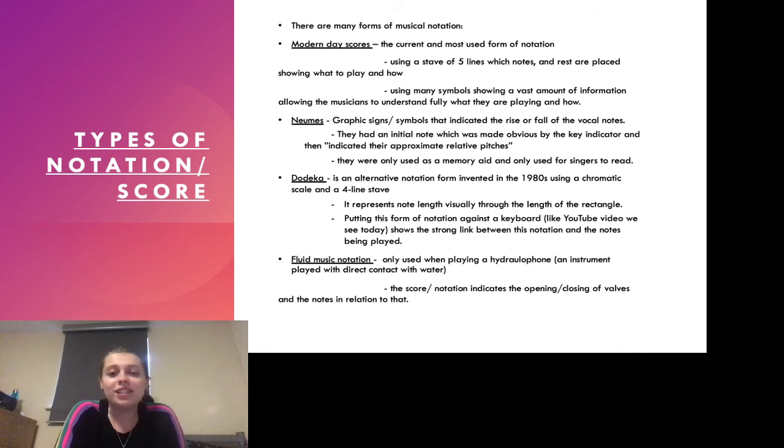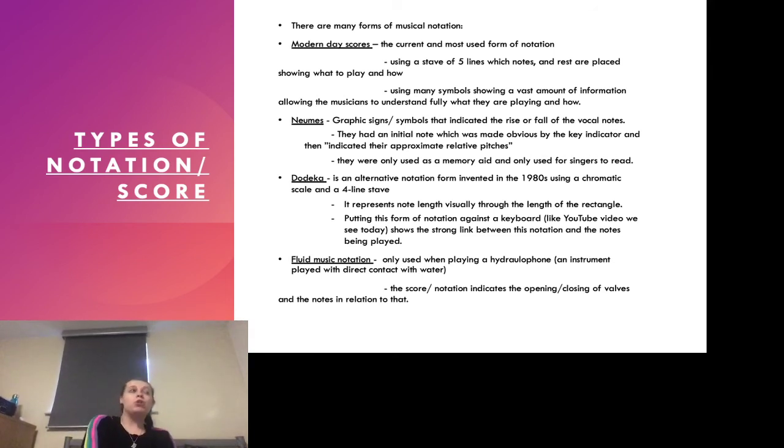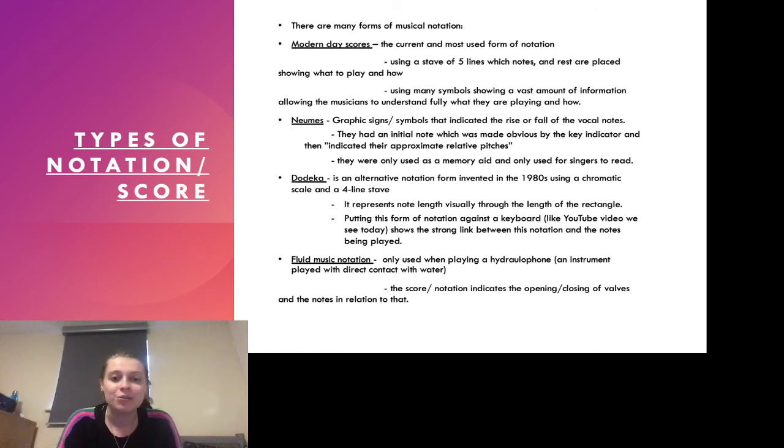Then the lesson after that, we looked at types of notation and scoring. As I said earlier, we had the modern day scoring, which is what we looked into in more depth today. So if you watched the previous video and were worried about reading sheet music, that's what today's video was for. And then, as I said, neumes is for the monk that started notation in 1025. Dodeca was a visual representation using bars on a 4-line stave, which we also spoke about in that lesson, and fluid music notation, which was an instrument-specific form of notation that I didn't want you guys to worry about at all, just wanted to let you know.